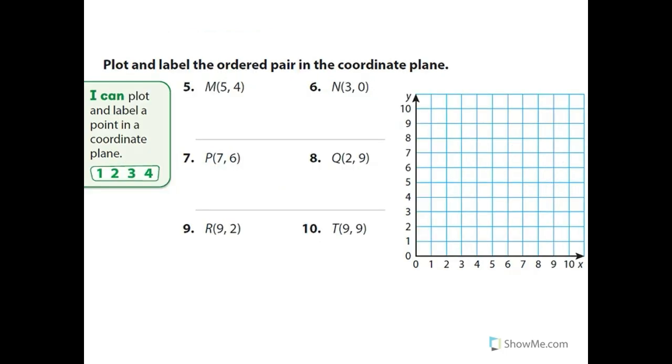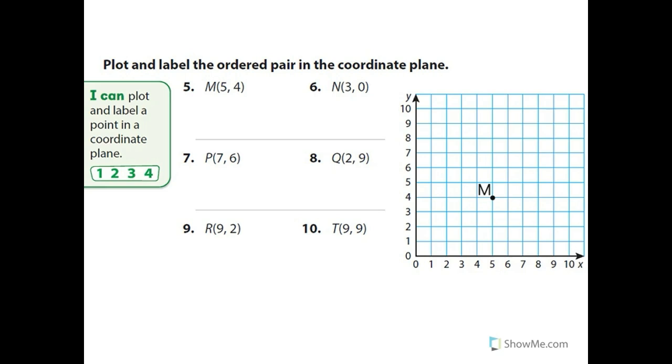On these next ones, we're going to plot and label the ordered pair in the coordinate plane. So M here is over 5, up 4. That's where our dot is going to be, and then we're going to label it M. I'm going to do number 6 with you, and then you can start doing number 7 on your own, and we'll go over it.